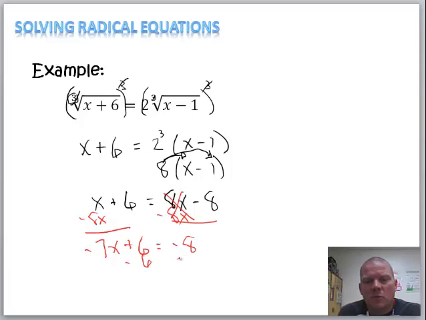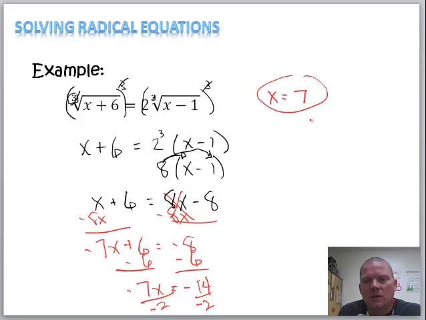Subtract 6 from both sides, get negative 7x equals negative 14. My last step is divide both sides by negative 7, and I get x equals 2. And there's my answer. And then you could plug in the 2 and double check it all, make sure it all worked, okay?